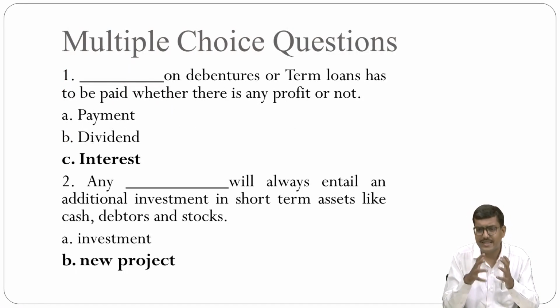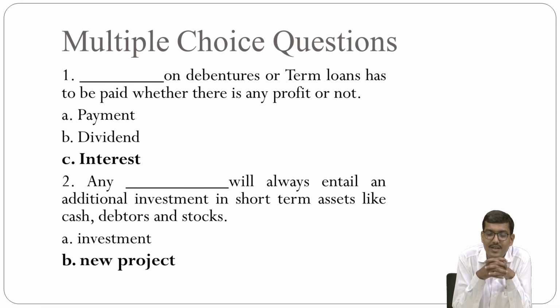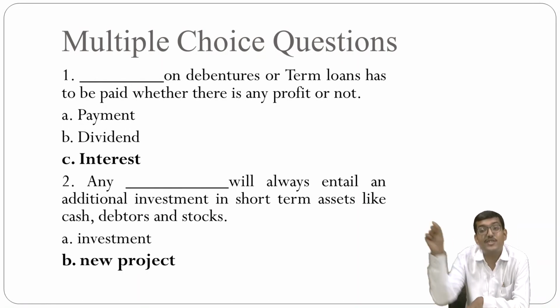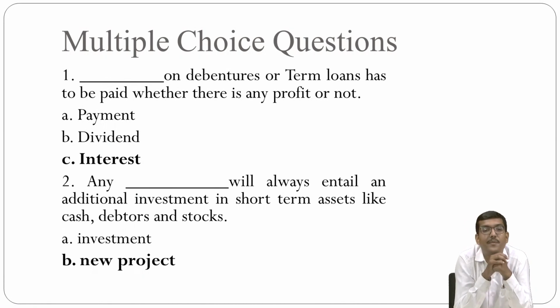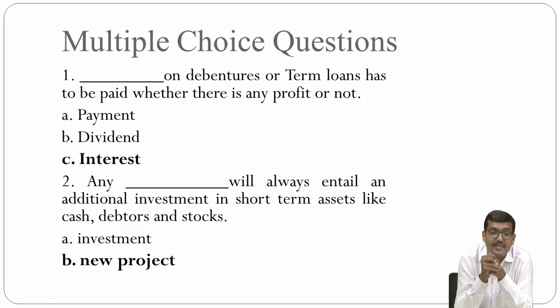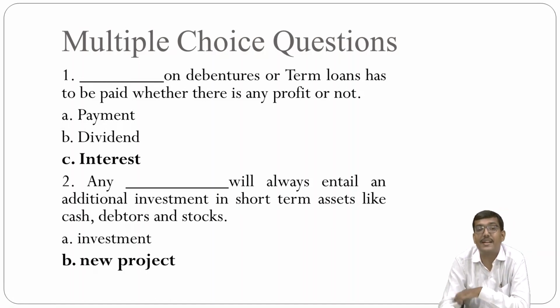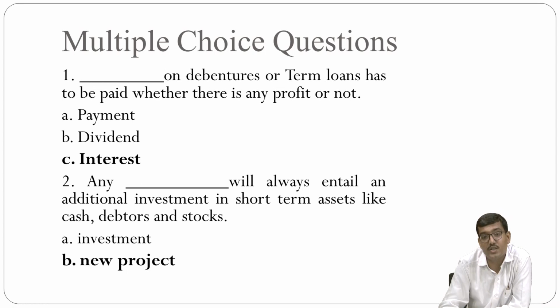Next, let us examine your understanding of today's session by solving these multiple choice questions. The first is: the dash on a debenture or a term loan has to be paid whether there is any profit or not. That is, interest on a debenture is paid, not a dividend. Then any dash will always entitle an additional investment in short term assets like cash, debtors and stock. That is, a new project will always entail additional investment in short term assets.